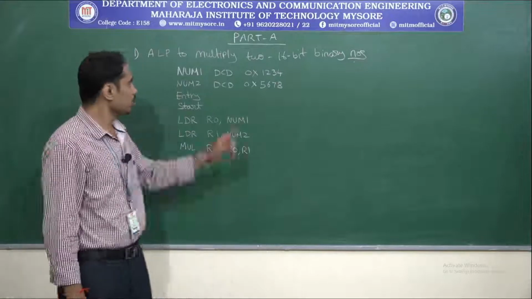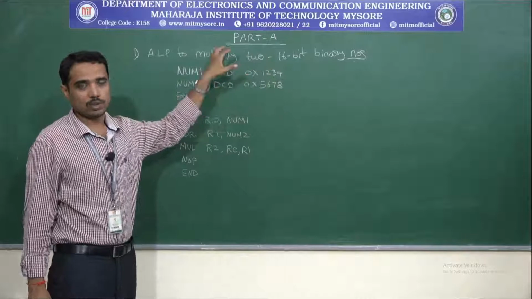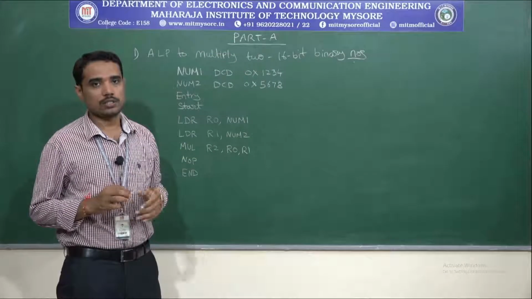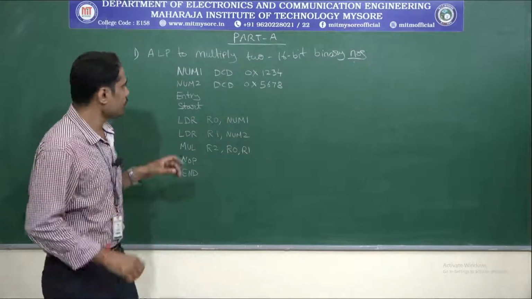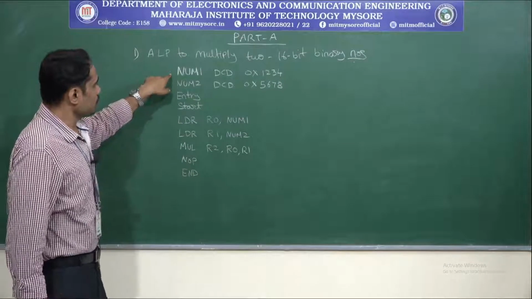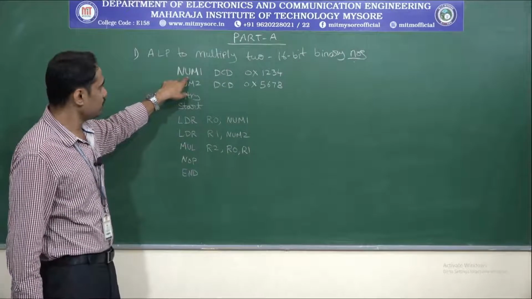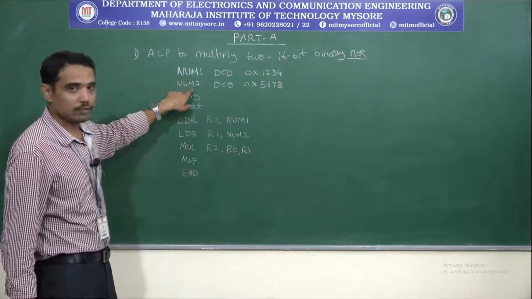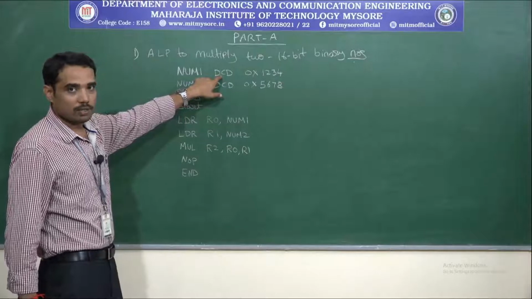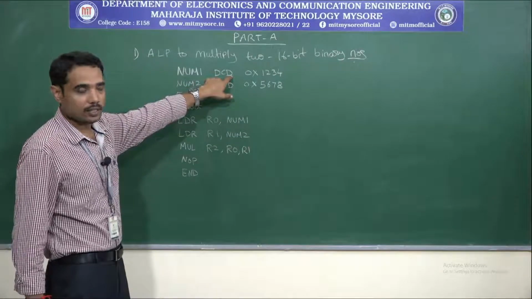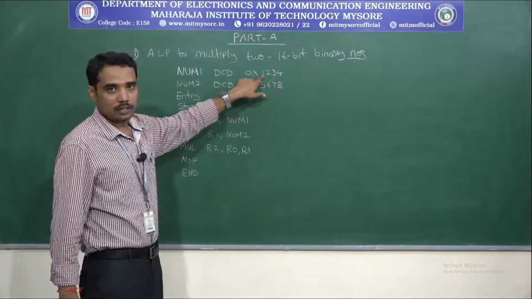The aim of the first program is an ALP to multiply two 16-bit numbers. In this program, we are going to multiply two 16-bit numbers and we are storing the result in a register. Here, the data is loaded with respect to two variables, the one is num1 and the second one is num2. These two are the variables, followed by the assembler directive DCD, define constant data of 0x1234. This is the 16-bit data.